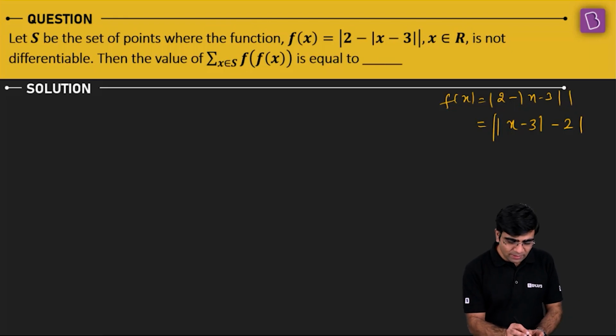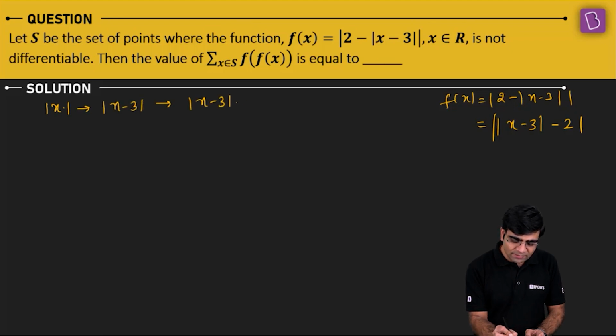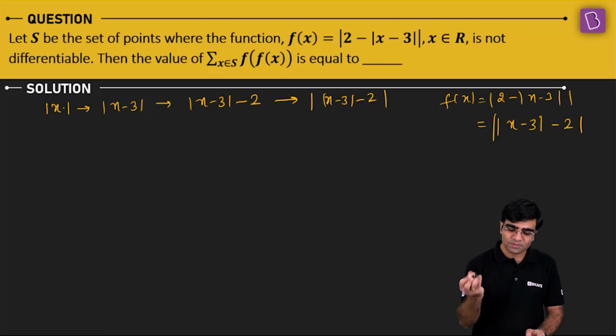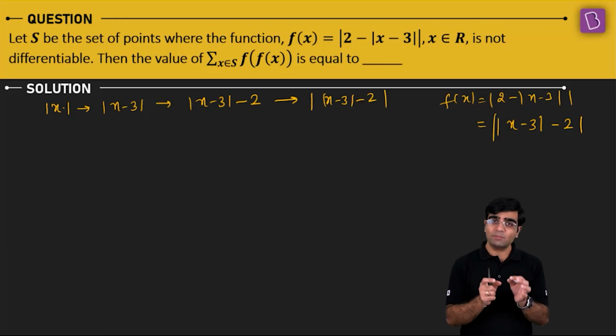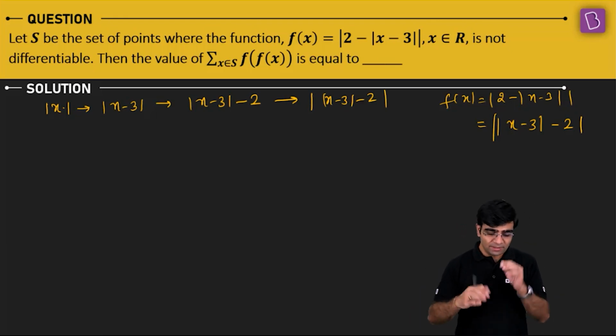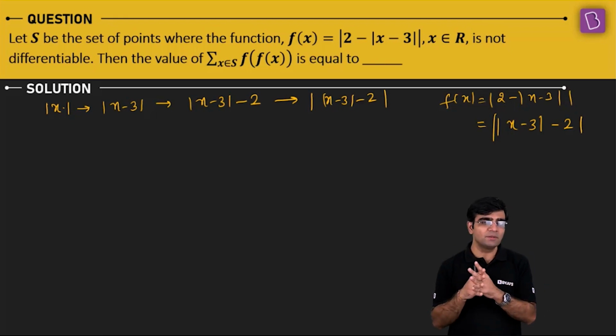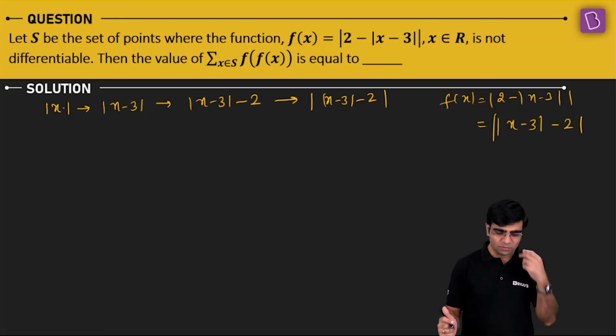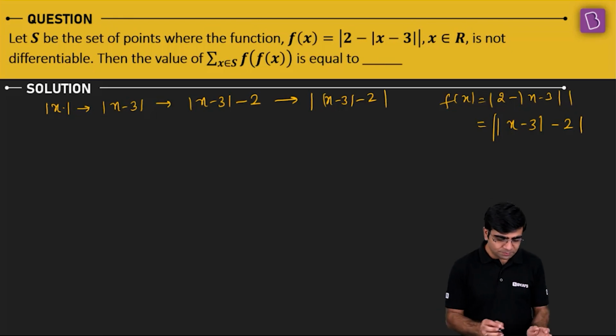And how will I be doing that? First of all, I'll plot mod x, then I'll be reaching mod of x minus 3, then I'll be reaching mod of x minus 3 minus 2, then I'll be reaching the whole mod of mod x minus 3 minus 2. Right? This will be my method of working in which I want to move ahead. All right, let's quickly move on.